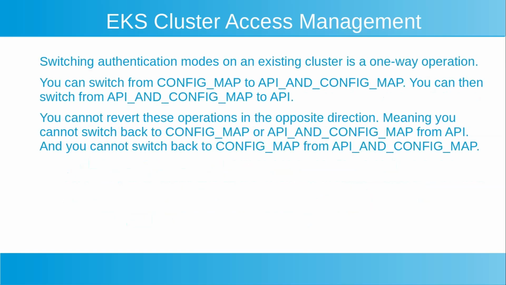You can change the modes by using the Manage Access option in the access configuration. But switching authentication modes on an existing cluster is a one-way operation. You can switch from config map to API and config map or API. And from API and config map to API, not the reverse order.